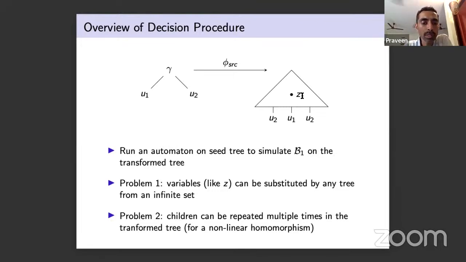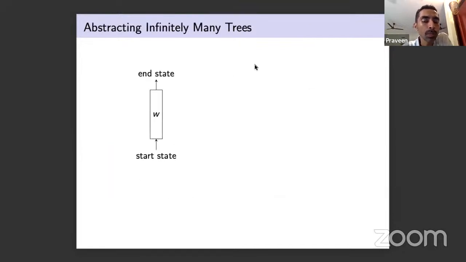So now how do we tackle these problems? Okay. So first let's try to tackle the first problem. We have to somehow abstract these infinitely many trees. So for this again we use a classical idea from automata theory. Suppose you have a string W. Yes, I will illustrate with strings so that it becomes simpler to understand. Suppose you have the string W and you have an automaton running on the string, and the automaton starts at some start state and it reads the string and ends at the end state.